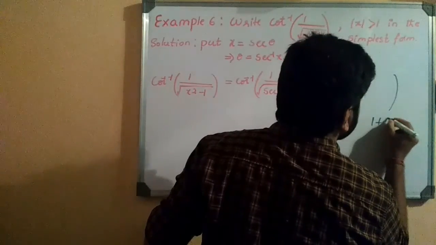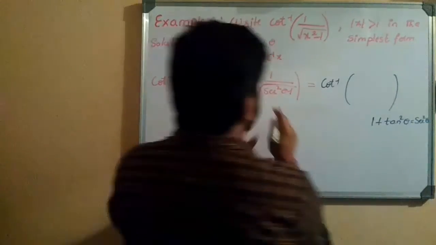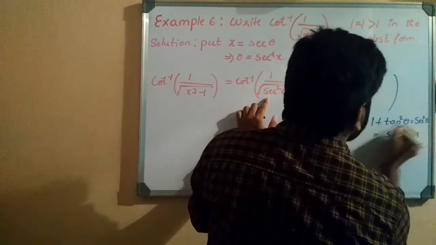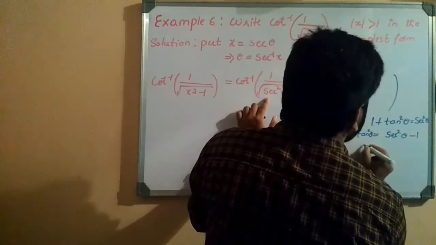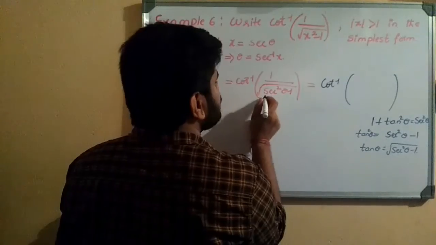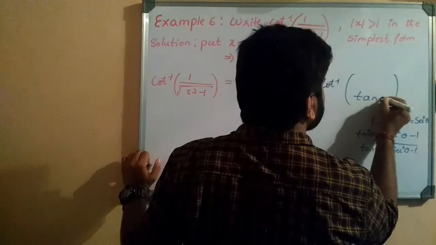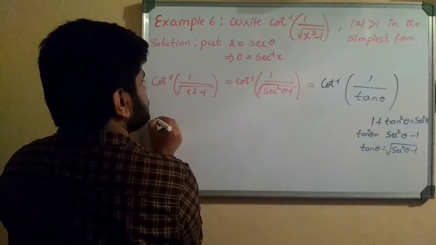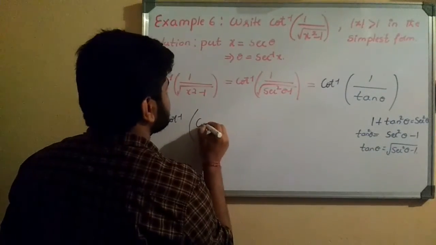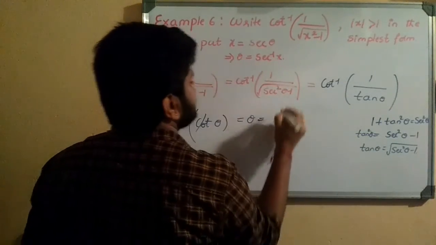So 1 plus tan square theta is equal to secant square theta. So secant square theta minus 1 is equal to tan square theta, root of secant square theta minus 1. Root of secant square theta minus 1 is equal to tan theta. One by tan theta is cot theta. Theta is equal to secant inverse x.